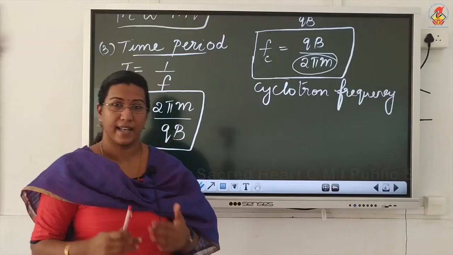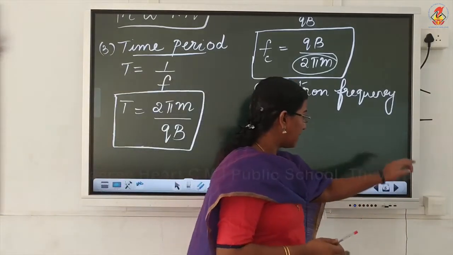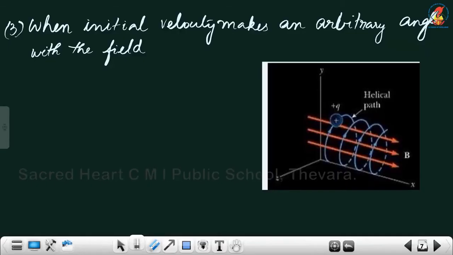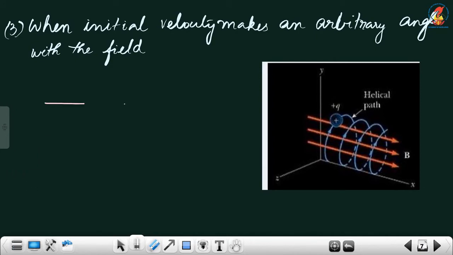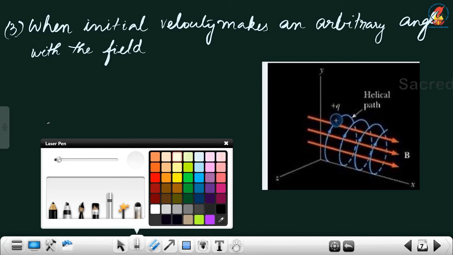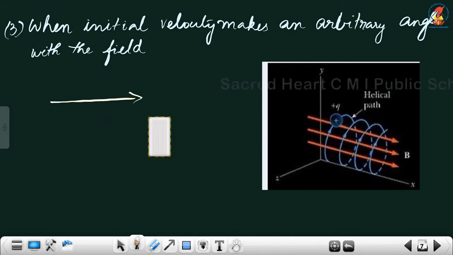Okay. Next, let us go to the third case. If the particle enters the field at an arbitrary angle, which means the particle is entering at an angle, not parallel to the field, not perpendicular to the field, but at an angle. So imagine you have a uniform field.